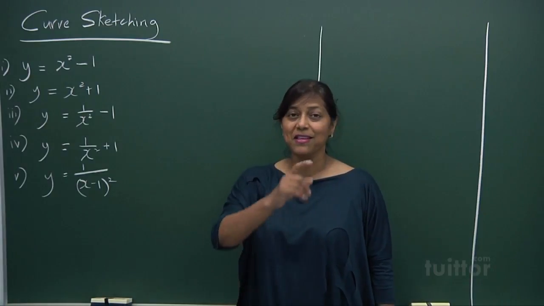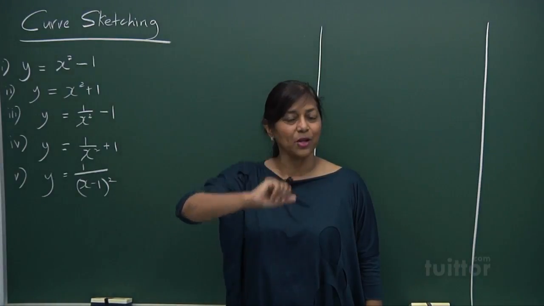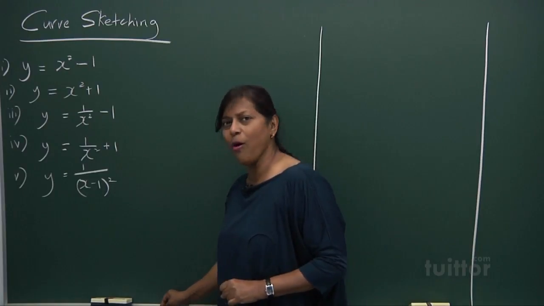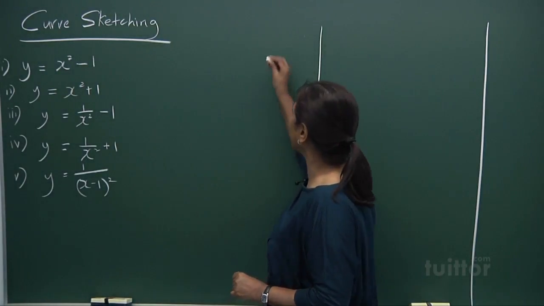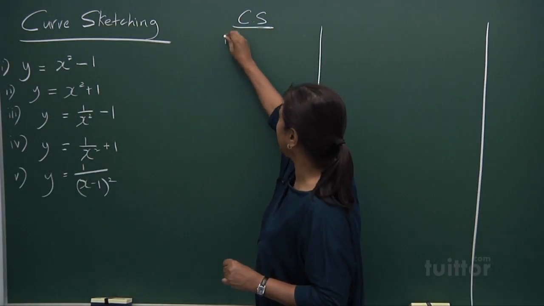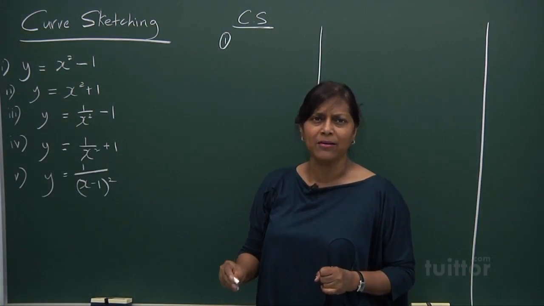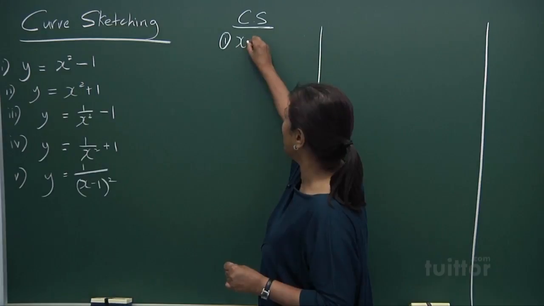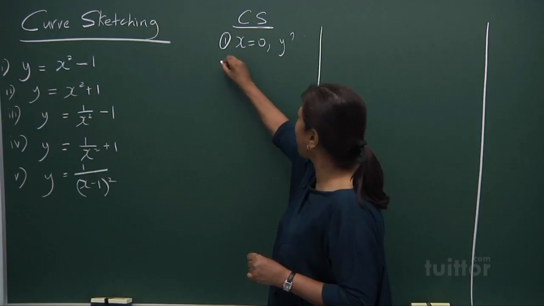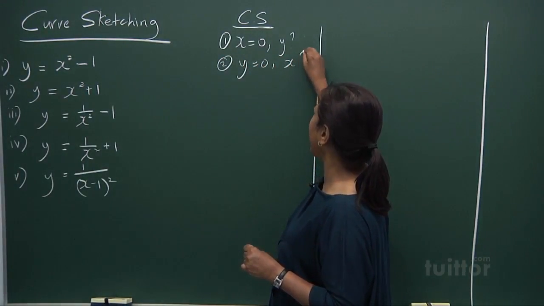A quick revision in curve sketch. When we draw a sketch, we've got to look at a few pointers. What are they? Yes, we look at turning point. That's one thing. But what else do we look at? When I put CS, I meant curve sketching. You look at a turning point, but before that, what must you be concerned about? Yes, when x is 0, what is happening to y? Second point, when y is 0, what is happening to x?